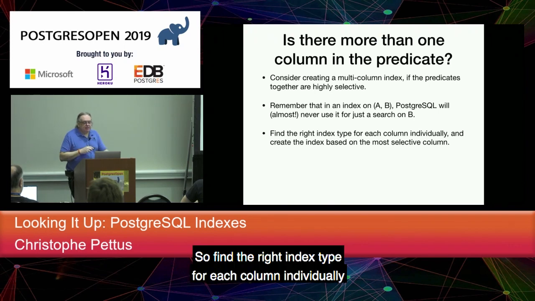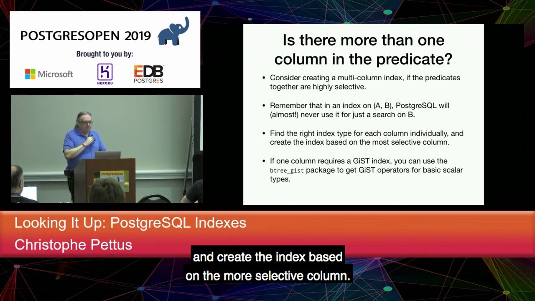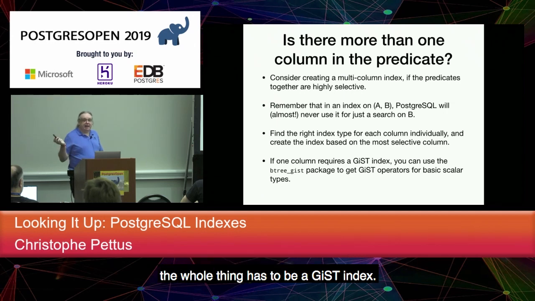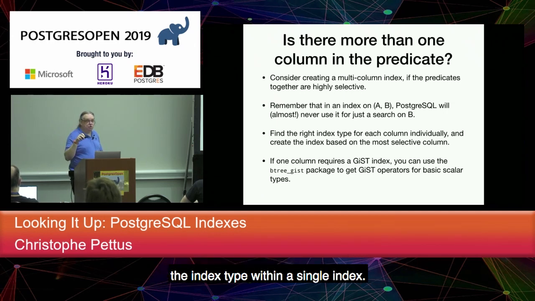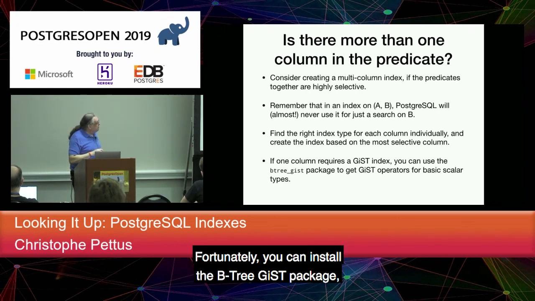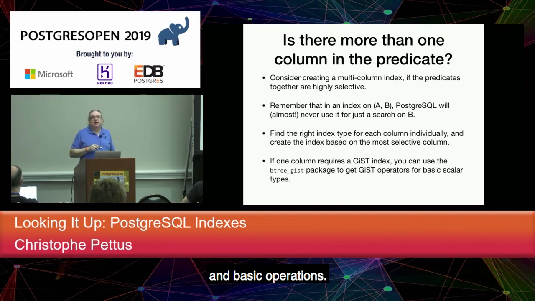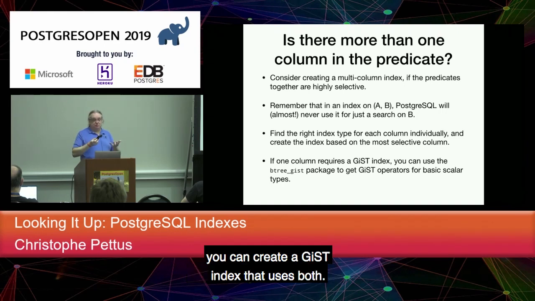So find the right index type for each column individually and create the index based on the most selective column. One catch here is if some of the columns need a GiST index, the whole thing has to be a GiST index. You can't mix and match the index type within a single index. Fortunately, you can install the btree_gist package so you can get GiST operators for things like int and basic operations. So if, for example, you have an integer and a range, you can create a GiST index that uses both.